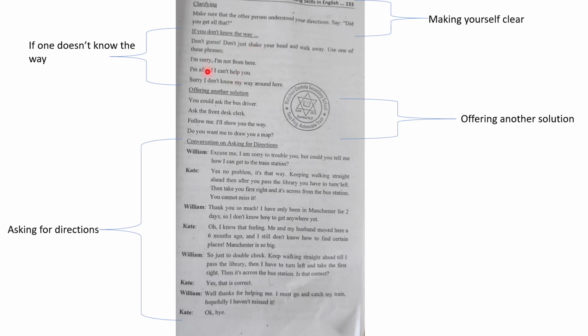You can use something like, I'm sorry, I'm not from here, or I'm afraid I can't help you, or sorry, I don't know my way around here. If you are in a new place, you can say, I'm not from here and I don't know what you're asking about, or I don't know about the places in here because I don't generally operate here, or I just don't know the place that you're specifically asking about. You can mention some other places that you know are near them and that you could help with. And the other thing is you could offer another solution to them.